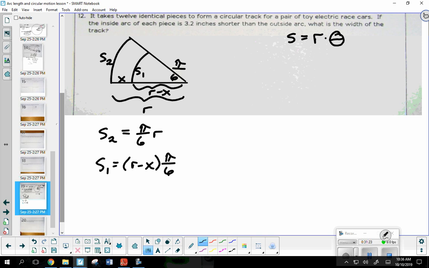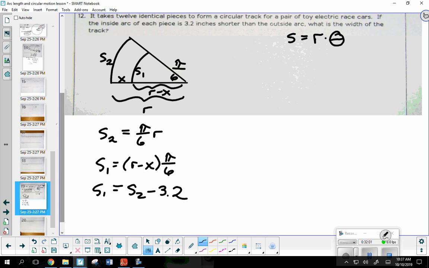Now, for that 3.2, all I did was take the second sentence and translate it into a mathematical equation. What am I calling the inside arc? S sub 1 equals 3.2 inches shorter than the outside arc, so S sub 2 minus 3.2. I came up with these three equations based on the information I was provided.